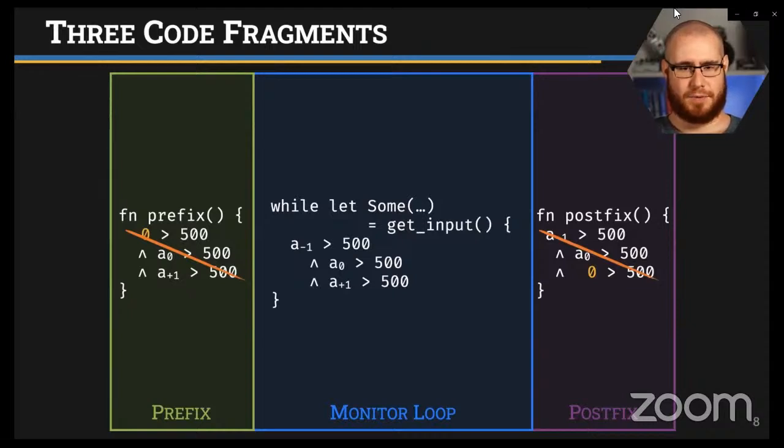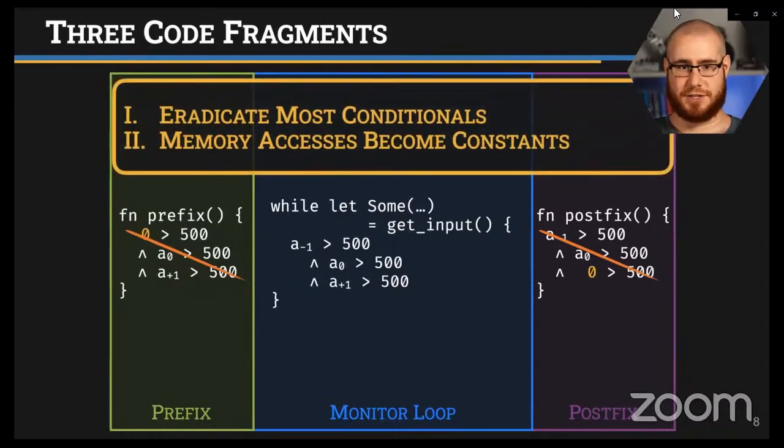And these optimizations here have 2 major impacts. First of all, we eradicate most conditionals. And second, some memory accesses become constants instead. And we know that memory accesses and conditionals both are fairly expensive in actual executable code. So we wanted to see how strong are these performance benefits at the end.